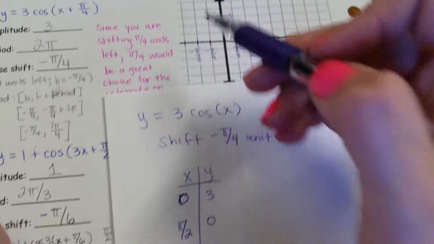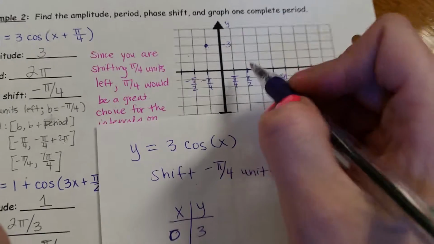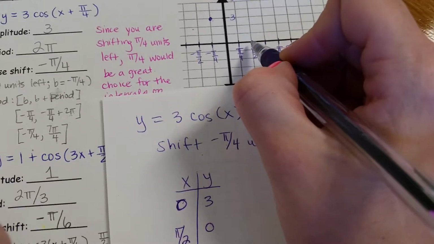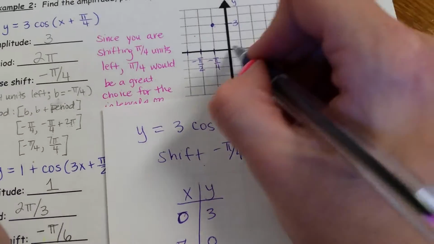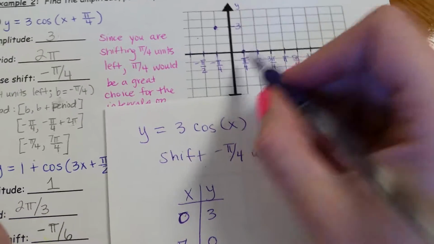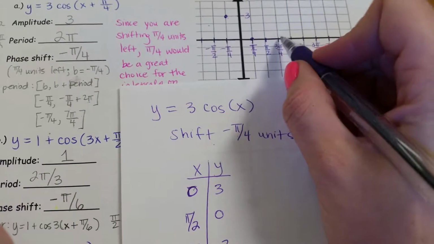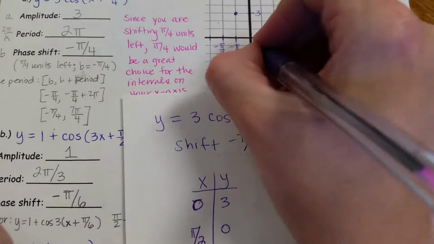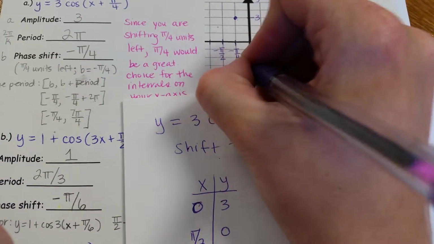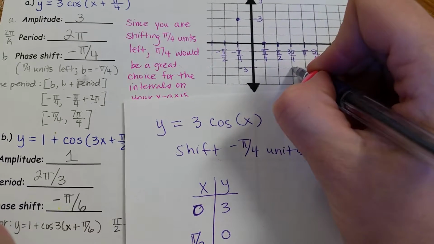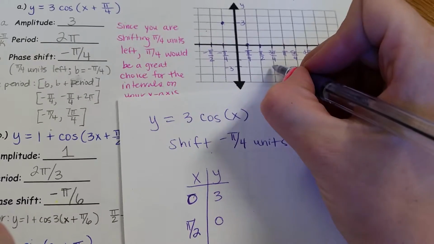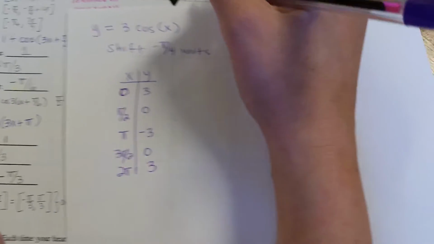You could do the same thing at pi over 2. So if you go to pi over 2 and you say, okay, I know this is at 0, and shift it to the left, there we are at pi over 4. If at pi, we're at negative 3, 1, 2, 3, and then I shift it over here, you could keep going that way. Okay, so that's the first way, is just shifting it.